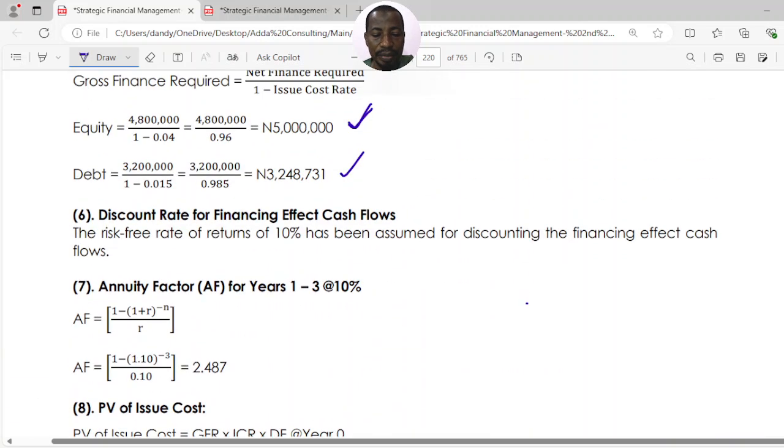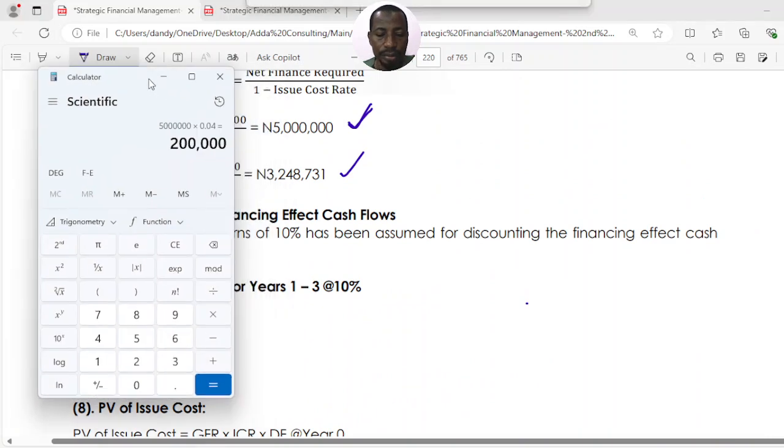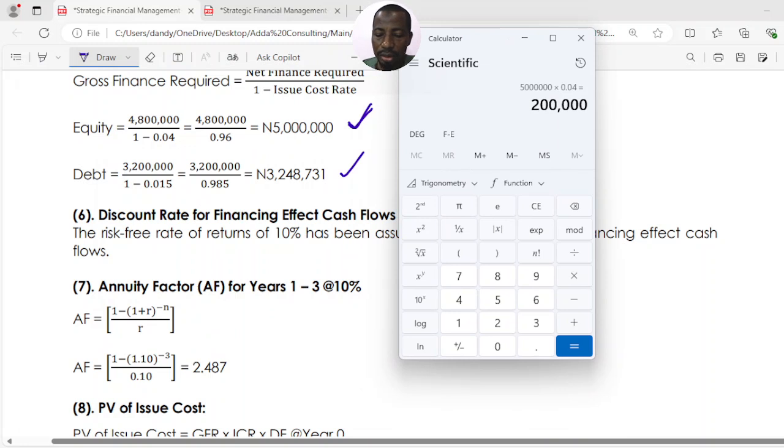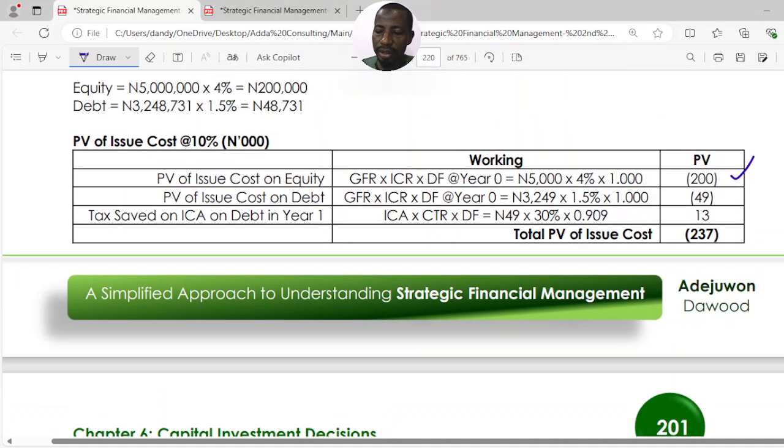Again, I will go and pick the gross finance required on debt, which is 3,248,731, multiplied by 0.015, because 1.5% is the issue cost rate on debt. So that gave us 48,731. When you round it up, that's 49. That's how we arrive at the 49.